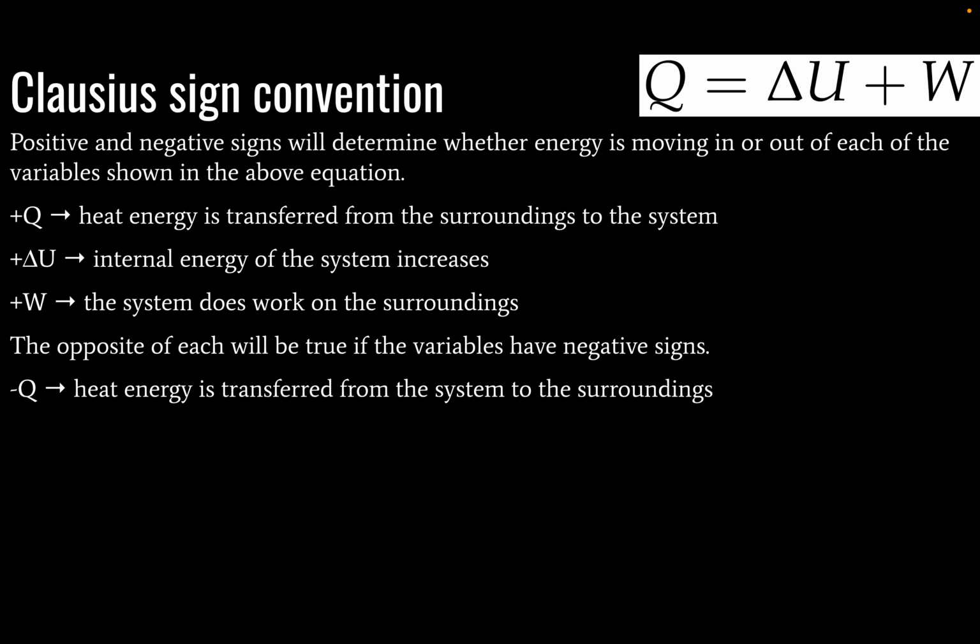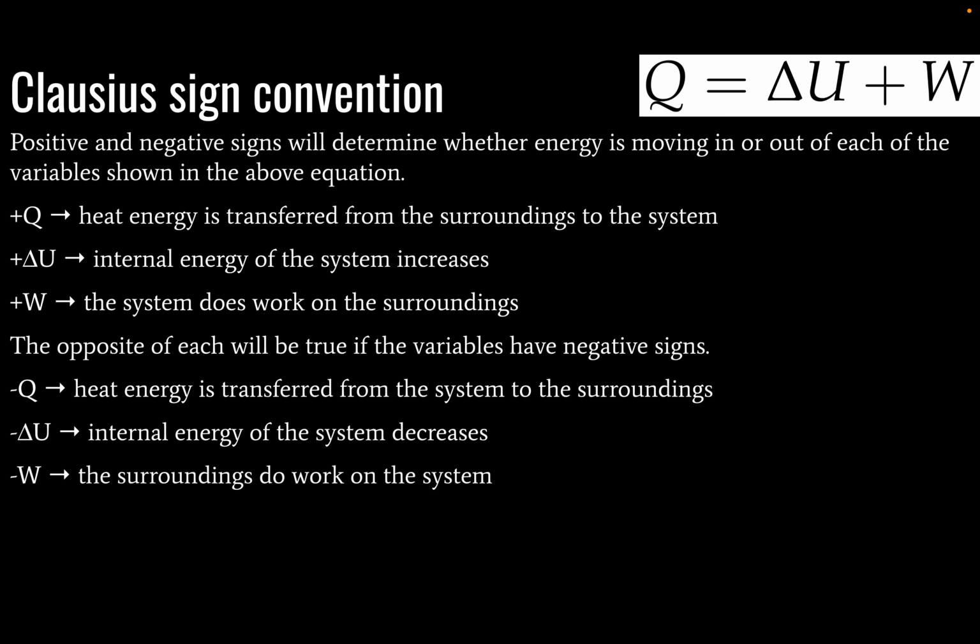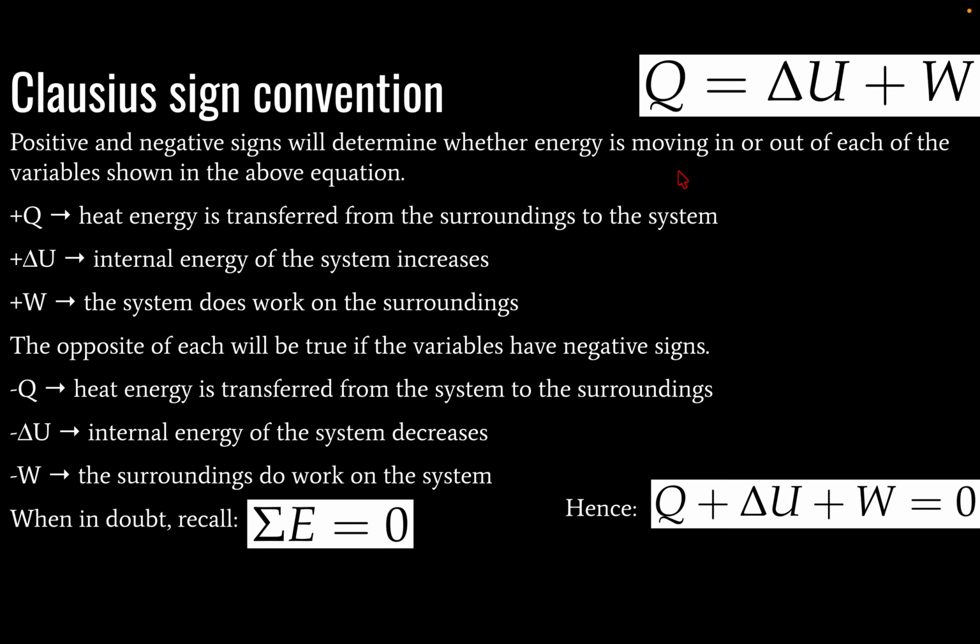Conversely, negative Q means that heat energy is transferred from the system to the surroundings. Negative delta U means that the internal energy of the system decreases, and negative W means that the surroundings do work on the system. When in doubt, when you're attempting to set up these problems, just recall that the sum of energy going into or out of a system must be equal to 0. And that means that if we add up all of our terms here, they should equal 0, and that means that one or more of these must be negative.